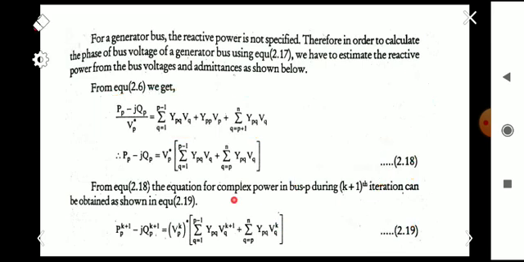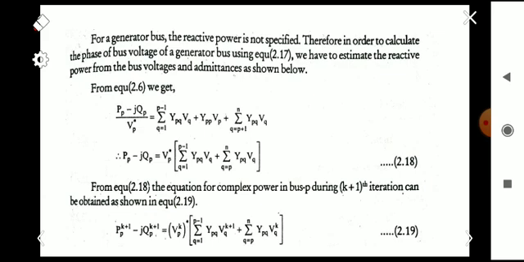It is clearly written here, that is Pp minus jQp. We have to find the Qp. The equation for Qp can be written as Qp at k plus 1 is equal to minus of the imaginary part of this equation. So after finding this, we have to take the imaginary part, and that is the negative of the imaginary part. That will be the reactive power of bus P during the k plus 1th iteration.